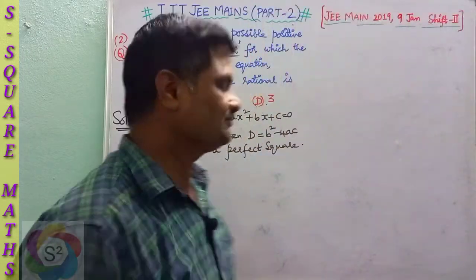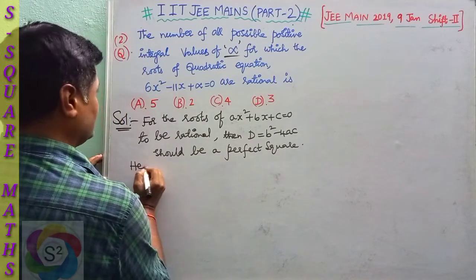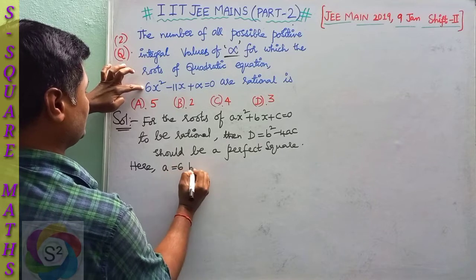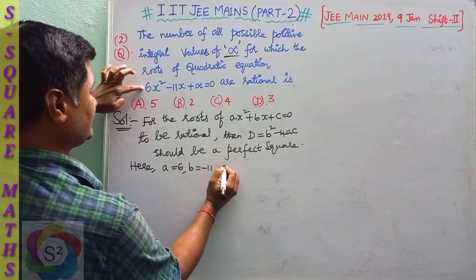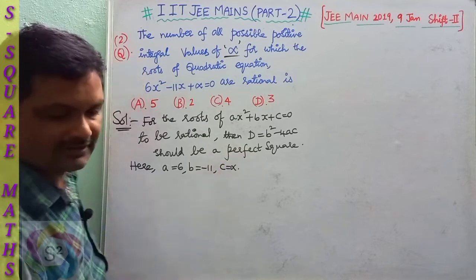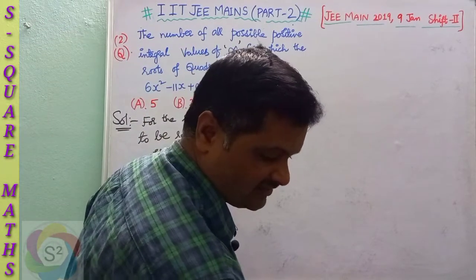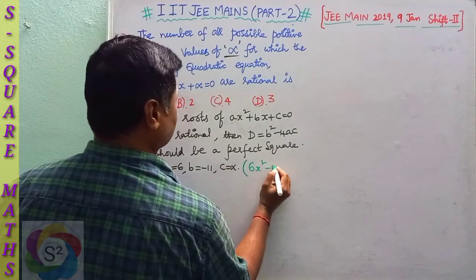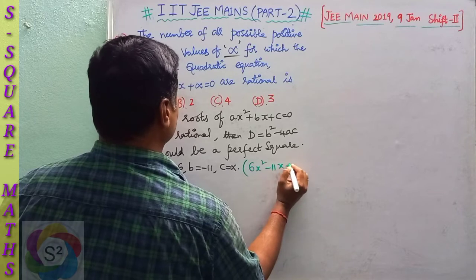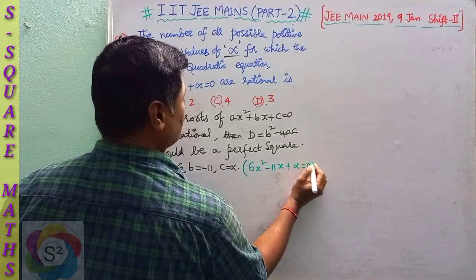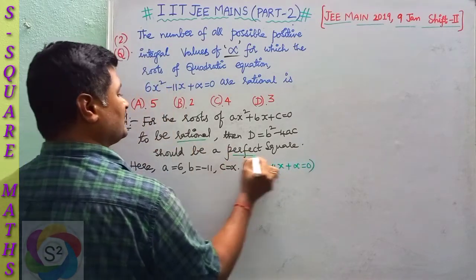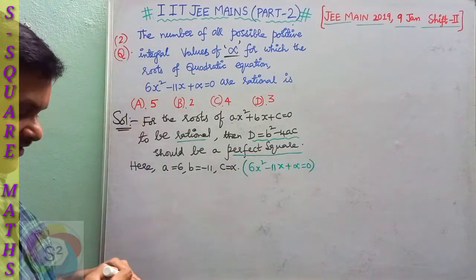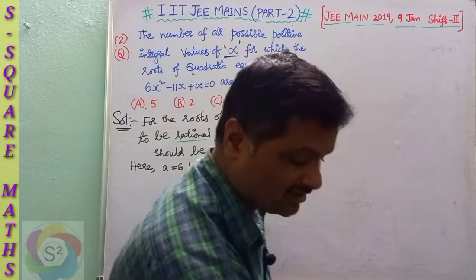Let us go through it now. Here, what are the a, b, c values? Here a is equal to 6, b is equal to minus 11 and c is equal to alpha. Okay, so let us write here itself, what is our equation? 6x square minus 11x plus alpha is equal to 0. To have rational roots, the discriminant, capital D, should be a perfect square. Okay, so now evaluate the discriminant.